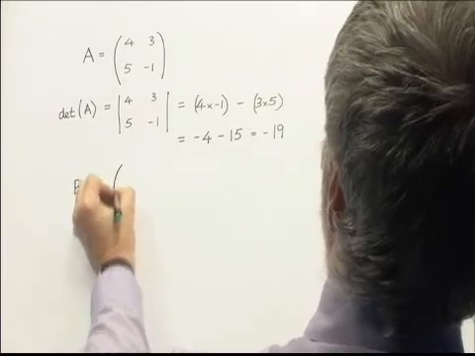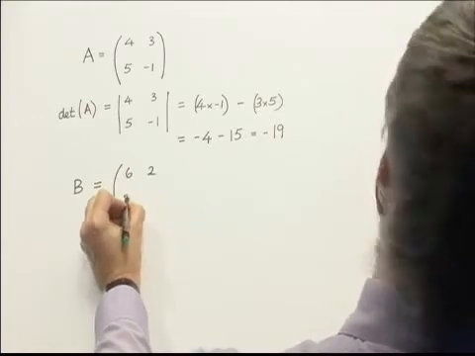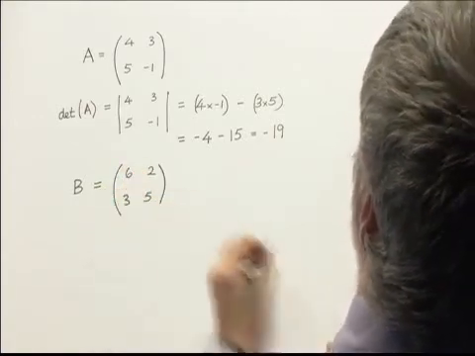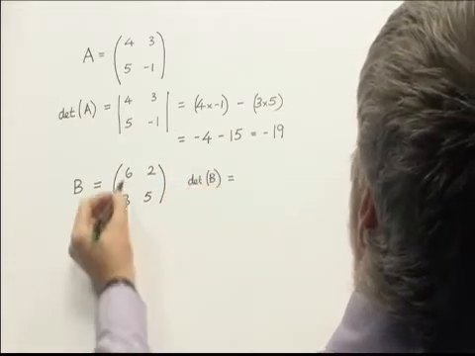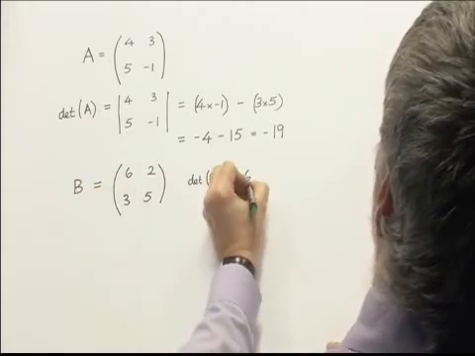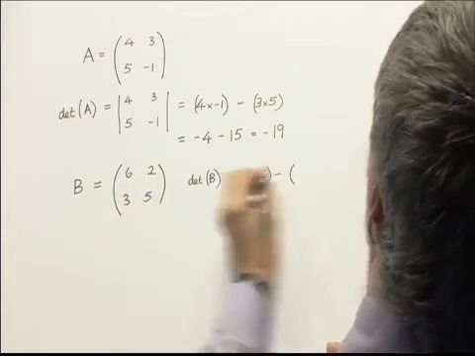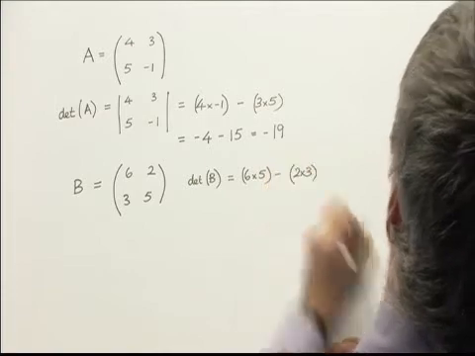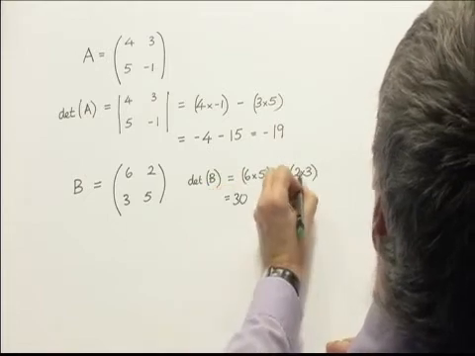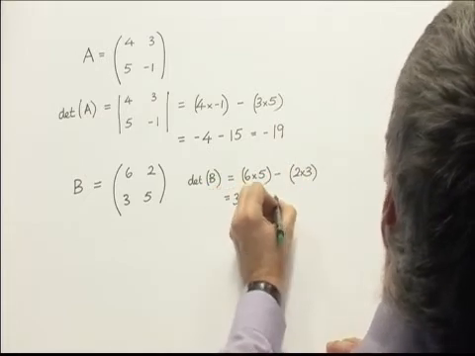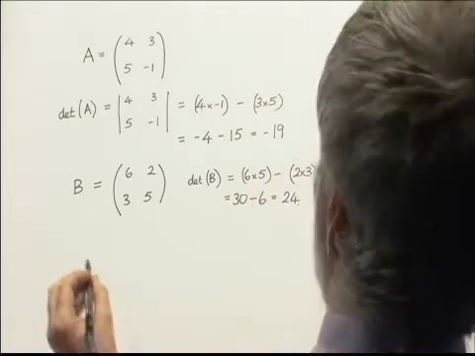Here's another 2 by 2 matrix B with elements 6, 2, 3 and 5. To work out the determinant of B, we find the product of the numbers on the leading diagonal, which is 6 and 5, and then we take away the product of the other 2 numbers. The other 2 numbers are 2 and 3, so we're taking away 2 times 3. So 6 times 5 is 30, 2 times 3 is 6, so we've got 30 take away 6, and we're getting 24. Let's do one more example here.